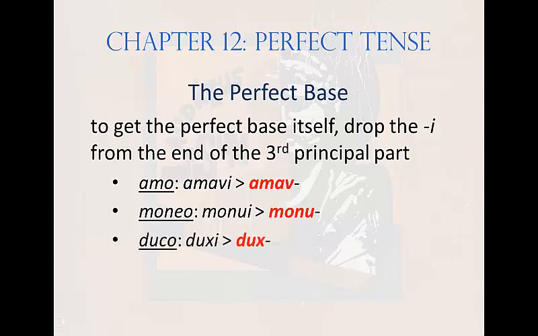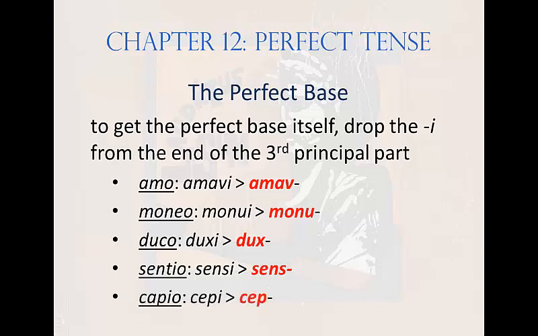In third conjugation, duco, ducere, duxi, the perfect base is dux, D-U-X. Fourth conjugation, sentio, sentire, sensi, the perfect base is sens, S-E-N-S. Finally, third io, capio, capere, cepi, the perfect base is cep, C-E-P.